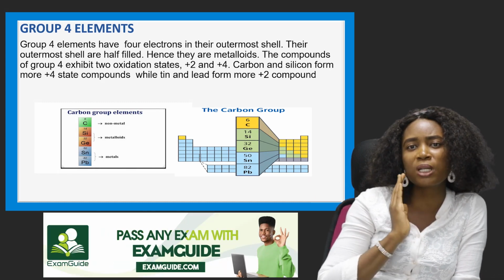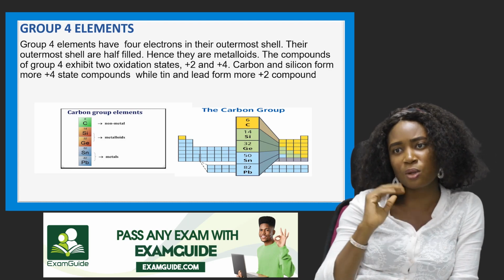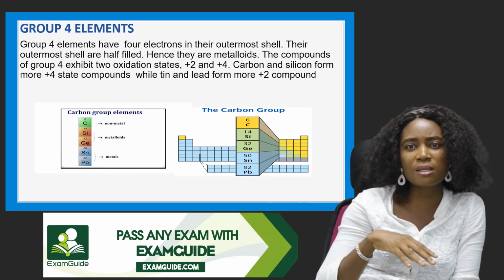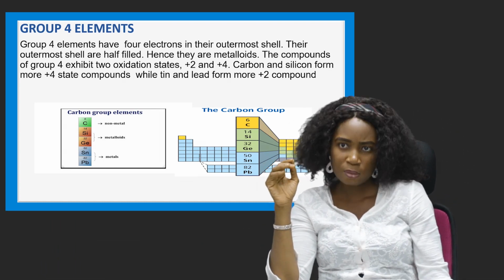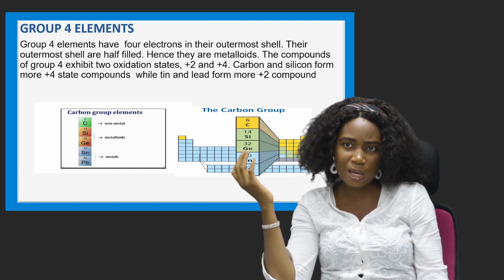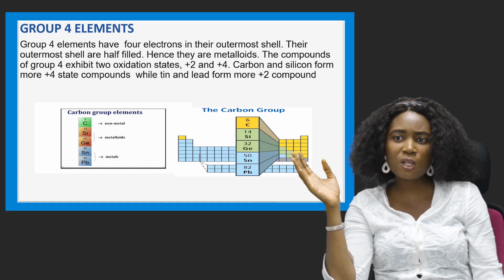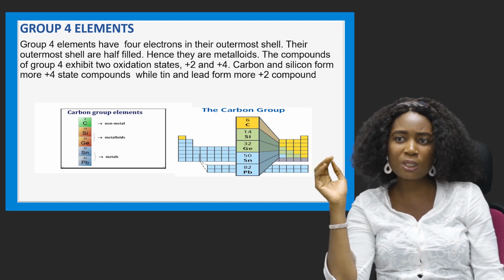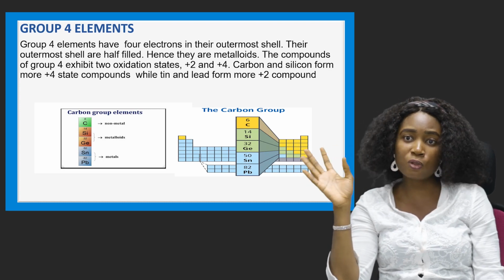So sometimes they show the characteristics of a metal, and some other times they show the characteristics of a non-metal. Now, the group 4 elements usually exhibit 2 oxidation states. Sometimes they exhibit a +2 oxidation state, and some other times they exhibit a +4 oxidation state. The first ones found in the group, such as carbon and silicon, many a time exhibit the oxidation state of +4.